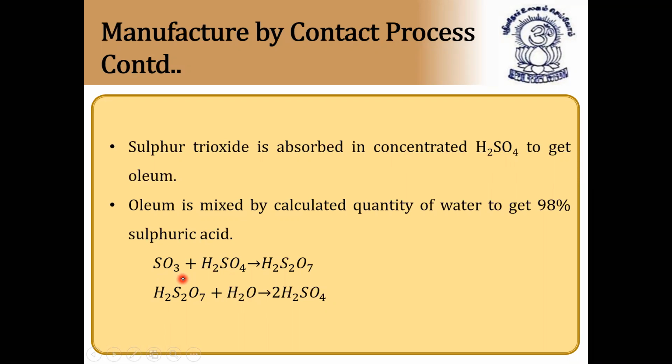So these are the steps. First step, formation of sulfur dioxide. Second step, removing of inhibitors for the catalyst. Third step, formation of sulfur trioxide. Fourth step, sulfur trioxide is converted into oleum, and fifth step, oleum is converted into sulfuric acid, and oleum is mixed with a calculated quantity of water to get 98% sulfuric acid. So whatever sulfuric acid you have got, it is 98% sulfuric acid. 98% sulfuric acid means it is 98% pure. I hope it is clear.